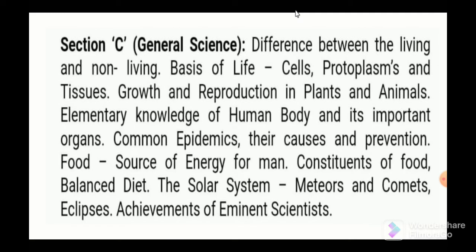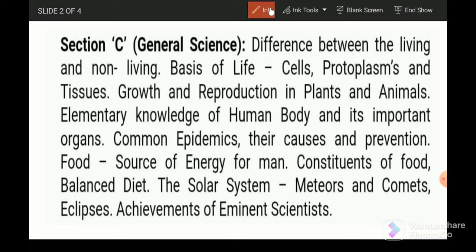So the portion. Here we are gonna see section C. Section C is of biology. That means section A and section B are physics and chemistry. Section A is physics, section B is chemistry, and section C is biology, which includes both botany and zoology. This is also called general science, as you can see over here.